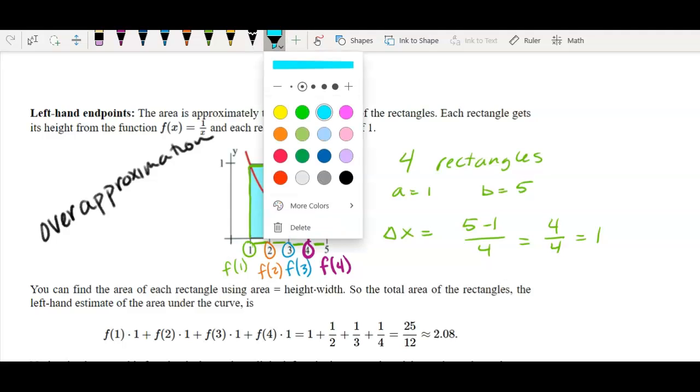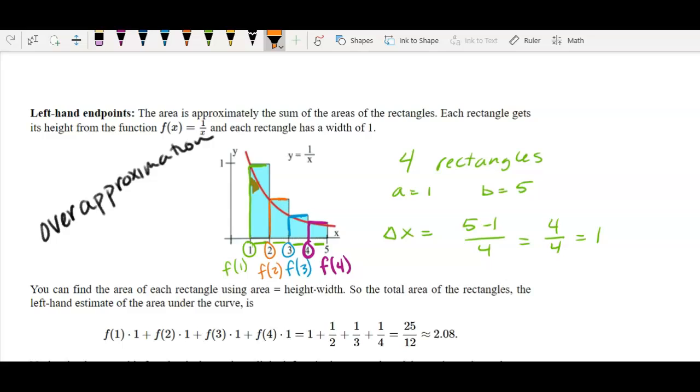Right, the actual area is the area between the curve and the x-axis. So what I'm highlighting here in orange, exactly between the curve and the x-axis, that would be the exact area.